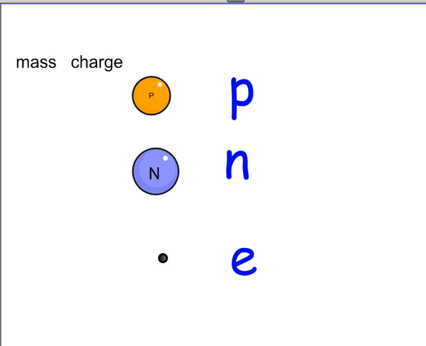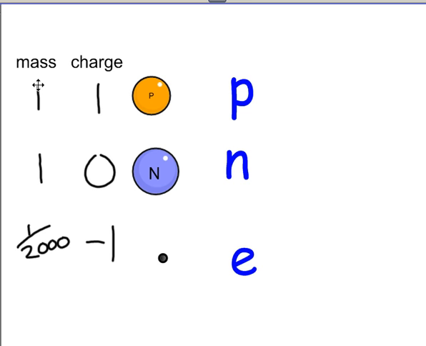Mass of a proton is defined as 1. Neutron is the same, 1. An electron has a mass of 1 over 2,000, so 1/2000th of a unit. In terms of charges, proton charge of 1, neutron no charge, and electron charge of -1.